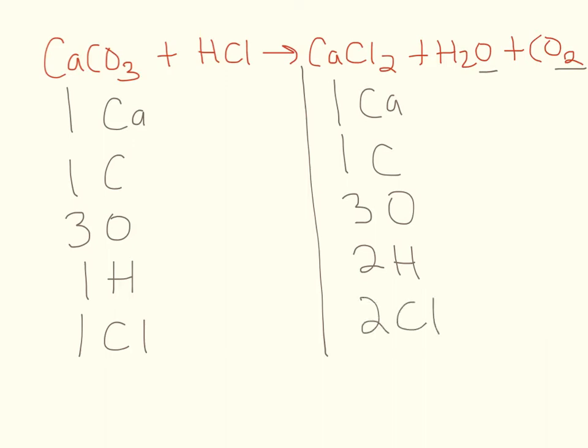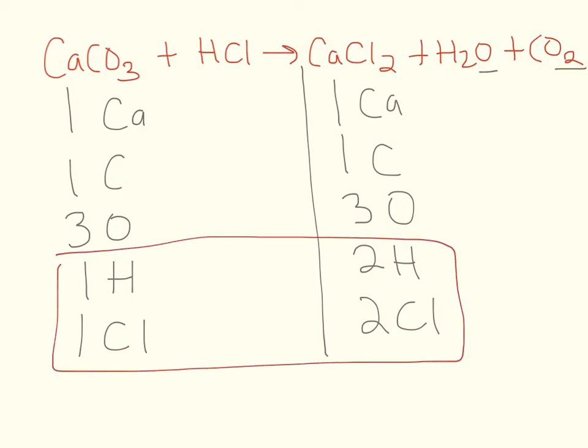Okay, so we have 2 things that are out of order. It both deals with the hydrogen and the chlorine. So this actually can work out really well for us, because notice here that on our right side we have 2 of each hydrogen and chlorine, and only 1 of each on our left side.